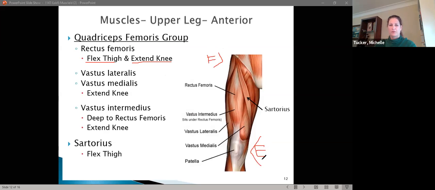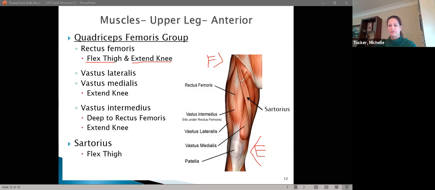And that's a very important concept, as well as knowing what four muscles are part of the quadriceps group and identifying them. Rectus femoris is the one on top, and it is this large superficial muscle. This is the quadriceps tendon, which then attaches to the patella and then will become the patellar tendon as it continues down.